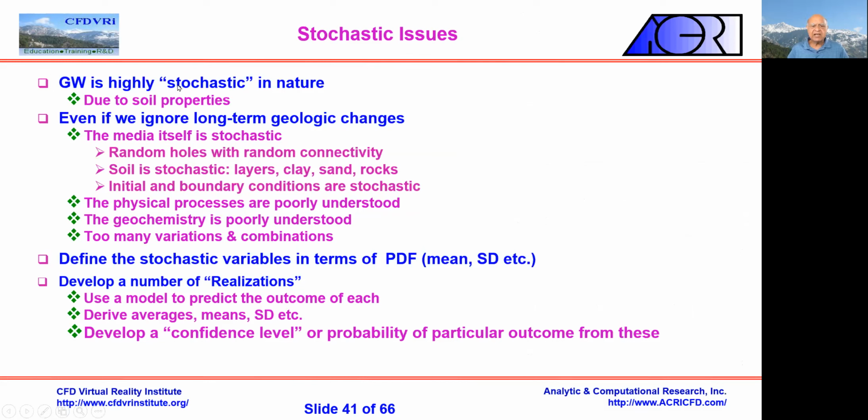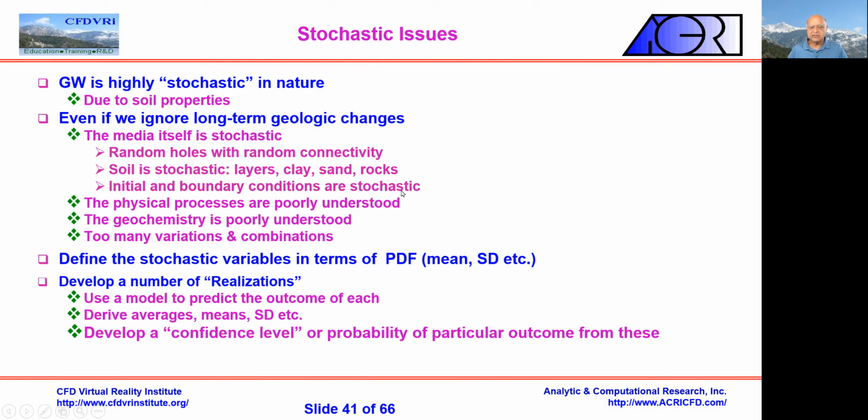Now, groundwater is highly stochastic in nature, okay? The soil properties, you just dig up your backyard, you'll find all kinds of things, including the toys that your son buried 50 years ago. Well, if you're that old like me. So even if you ignore long-term geologic changes, the media is stochastic itself, okay? The random holes, right? There's random connectivity. Just go look at the beach. And soil is very stochastic. Start digging and you'll find there are layers, there's clay, there's sand, there's rocks, okay?